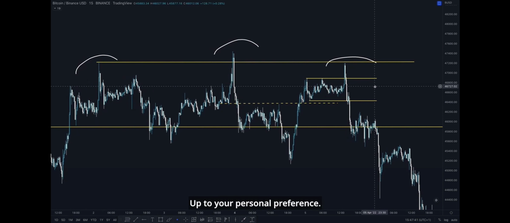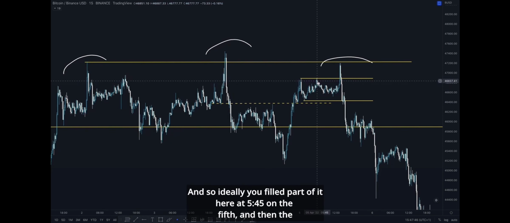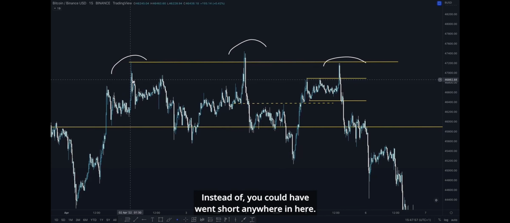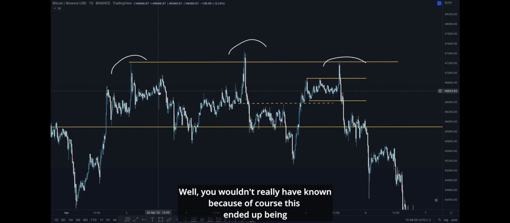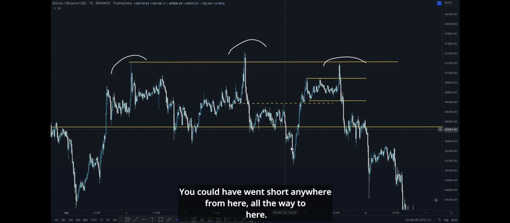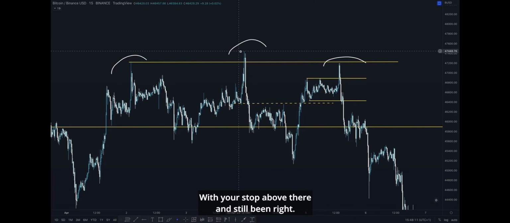It's up to you, it's personal preference. Ideally, you filled part of it here at 5:45 on the 5th, and then the rest at 1:15 on the 5th. So all in the same morning, and then the move happened. Instead, you could have gone short anywhere in here. Well, you wouldn't really have known, because of course this ended up being the high. But after this clear break, you could have gone short anywhere from here all the way to here with your stop above there and still been right.